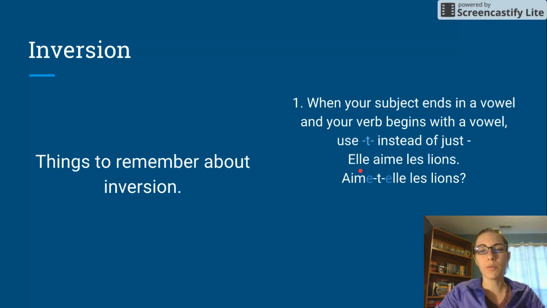For our example, we have elle aime les lions. We switch the order of elle, our subject, and aime, our verb, and we get aime elle les lions. But that doesn't sound very good. It doesn't flow together very well. So instead of just a hyphen, we need hyphen T hyphen, or dash T dash. Aime-t-elle les lions? Does she like lions?